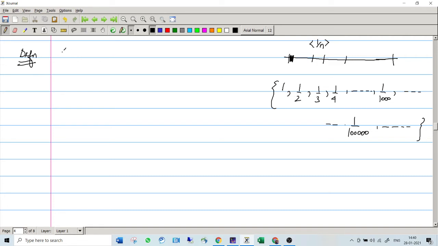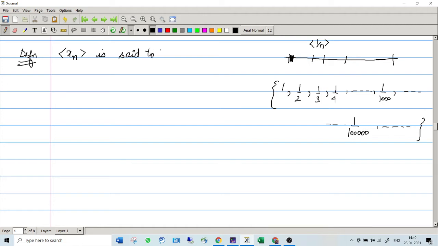So a sequence is said to be convergent. Let's say you have a sequence xn. Now if it is convergent, then there'll be a point around which the cluster will be formed, which we call the limit.